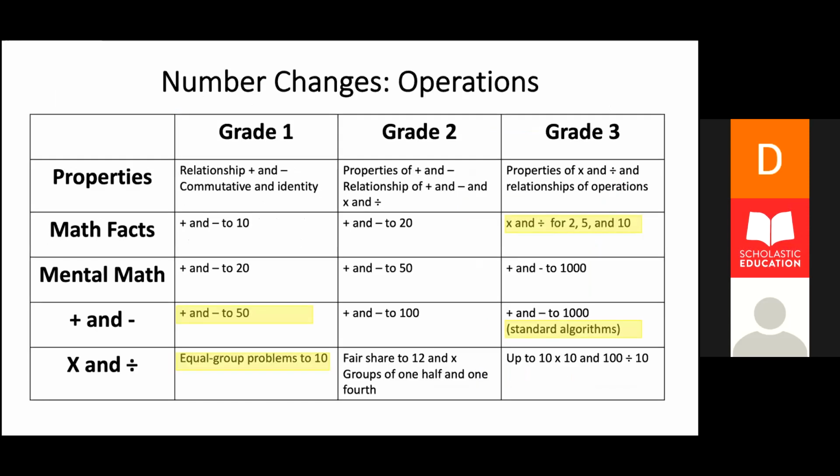Here are the changes in the operations. You'll notice that kids now in grade 1 are adding up to 50. Again, we're using a lot of composing and decomposing numbers to be able to do this. You'll notice that the math facts in grade 3, they're now only doing the multiplication and division for 2, 5, and 10, and they don't do standard algorithms now until grade 3.